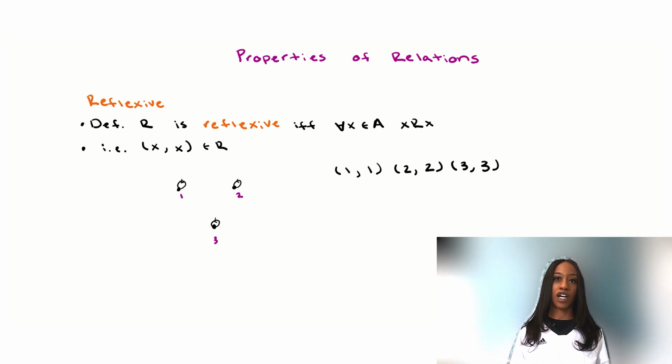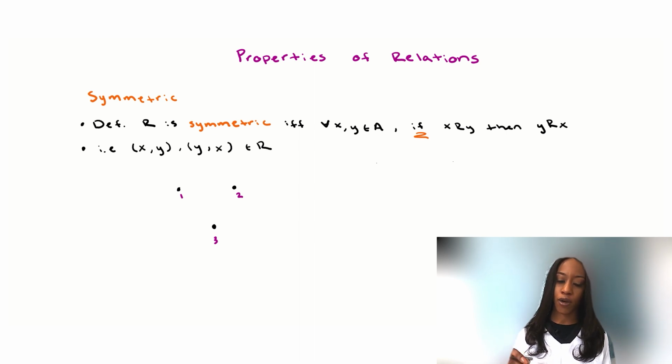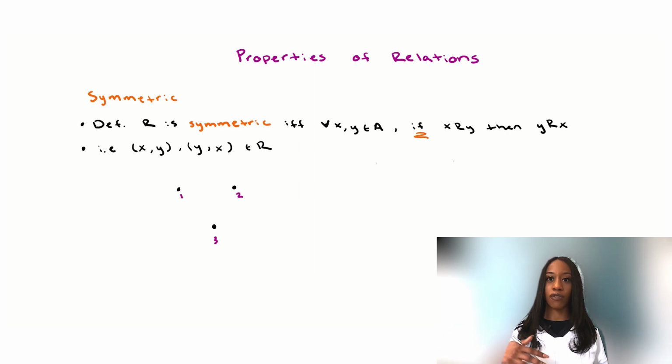And now let's move on to the symmetric property. The definition of the symmetric property states that the relation is symmetric if and only if all of the x's and y's in our set exist such that if x is related to y, then y is related to x. What this basically means is that we should have ordered pairs xy and the reverse yx. Now let's take a closer look at the symmetric property in our diagram.